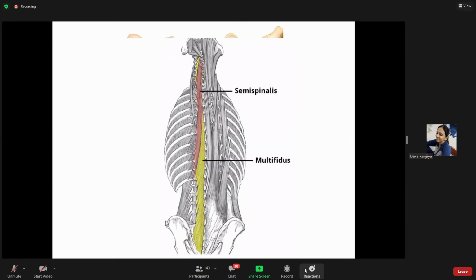Now here you can see the extent of the multifidus. See, the origin lies below, from the dorsal surface of the sacrum, and it runs upward till the thoracic spine. Again, you will learn in the back.